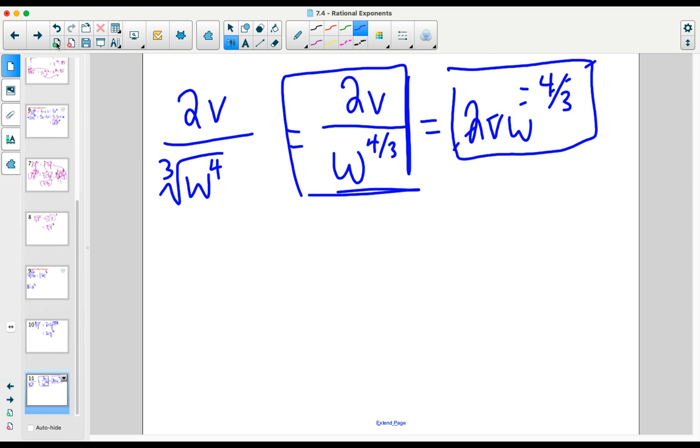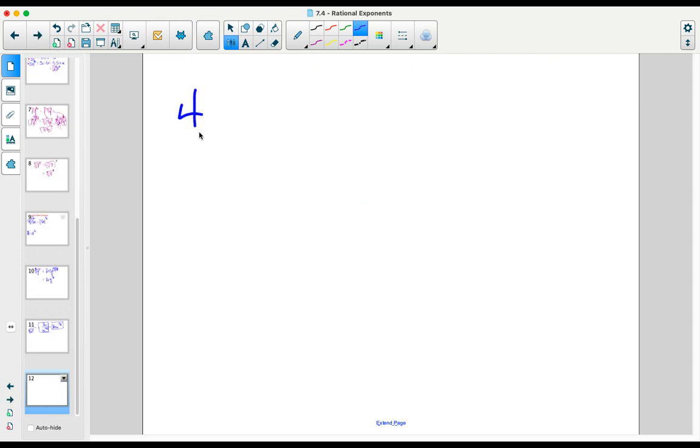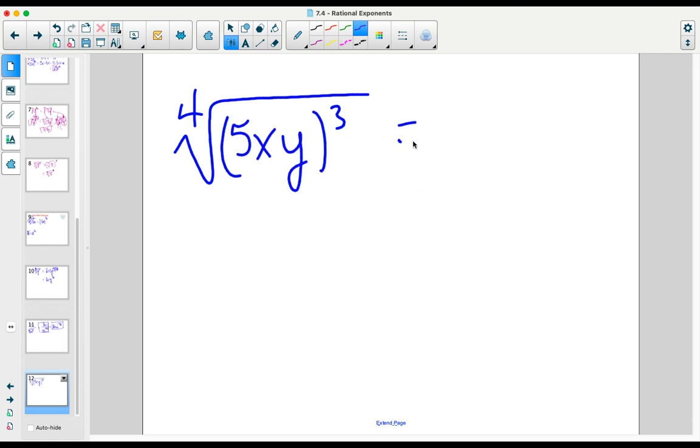All right, for our last example for this video, let's look at a fourth root. And we're going to look at the fourth root of 5xy to the third power. The presence of the parentheses should tell you that something different is happening in this example, the parentheses inside of the root. And here we have the third power for the y, the x, and the 5.